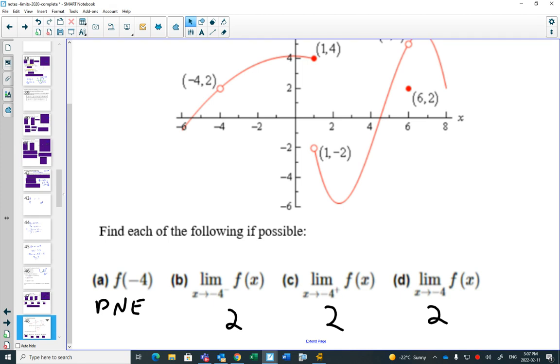DNE means does not exist. That is not some other fancy word. It's just an abbreviation that it does not exist. So f of -4, that one I look at the graph, it's a hole. Okay? Limit as x goes to -4 from the left-hand side. I would be coming from this side towards -4. Am I getting close to a value? I'm getting close to 2.